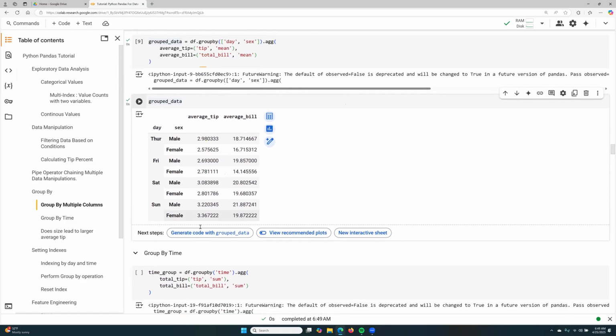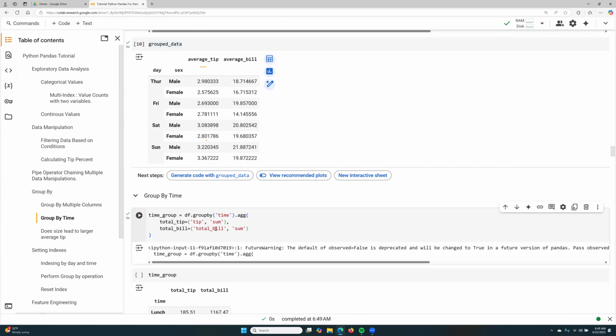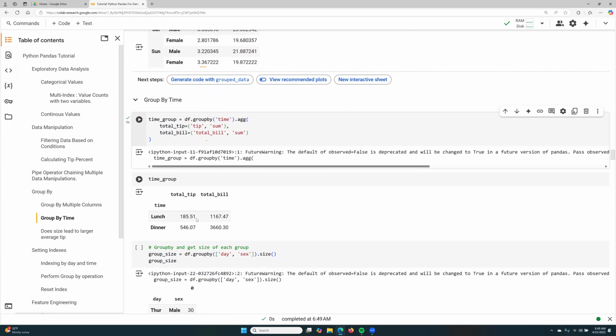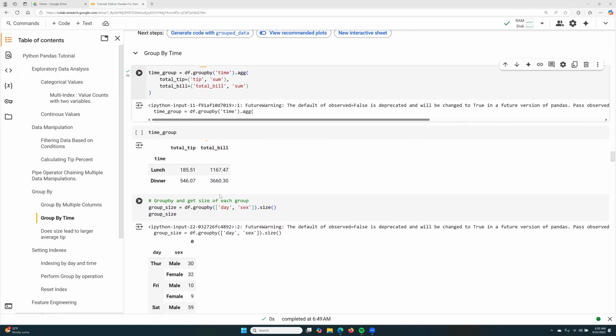We could also group by time. Again, we use this .agg. We group by what we want, aggregating by time, and then we're actually performing the operations, the sums. We could see here that we've got lunch, dinner, total tip. The total tip for dinner is way, way higher, and same with the total bill. So as a restaurateur, you probably want to know this type of information, so you could plan accordingly, inventory levels or whatnot, ingredients. So that's useful.